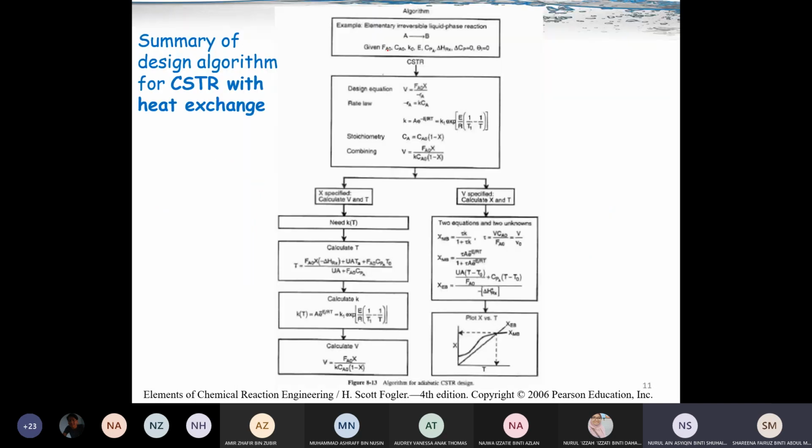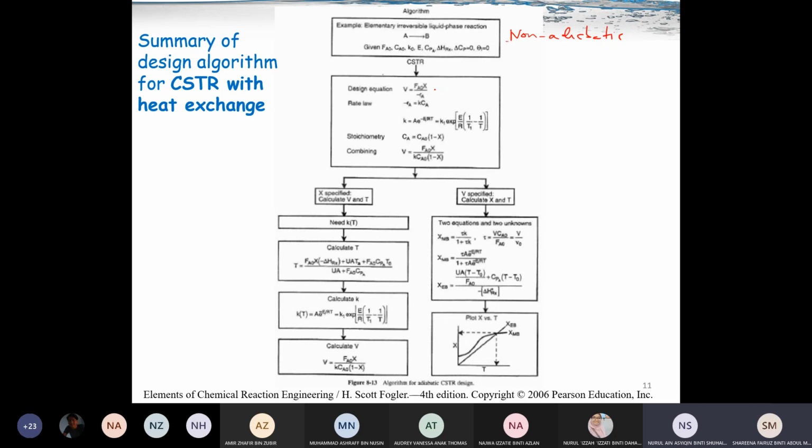Okay, alright. So for summary for design algorithm CSTR with the heat exchange. Okay, so this is for non-adiabatic tau. Okay, remember masa adiabatic pun kita ada case 1 and case 2. Dia lebih kurang juga sama. Okay, so let's say given FA0, CA0, K0, E, CPA, delta HRX, delta CP equal to 0 dan theta I is equal to 0. Okay. So V is equal to, kita tengok balik pada algorithm dia, start with the design equation.